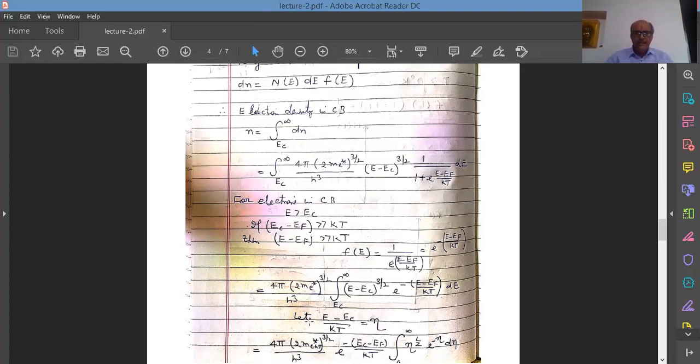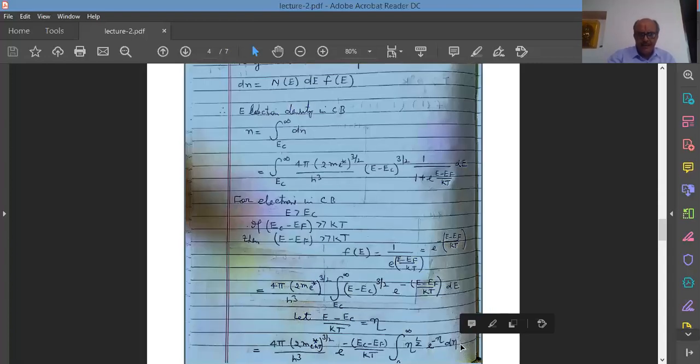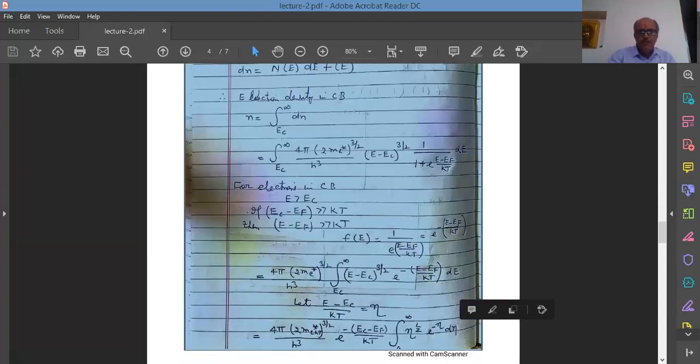Let us assume that (E minus Ec) upon kT is now eta. Eta is a variable, so we consider that as a variable, and with that variable we can write this as e to the power of, if you introduce this, 4 pi into (2 me star kT upon h squared) to the power 3 by 2, then the integration from 0 to infinity, eta to the power of half, e to the power of minus eta into d eta.